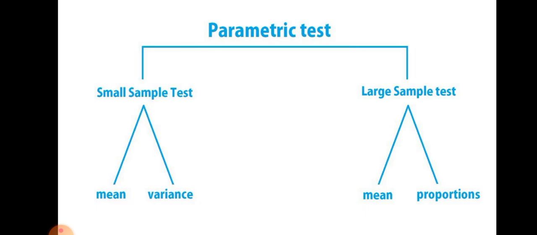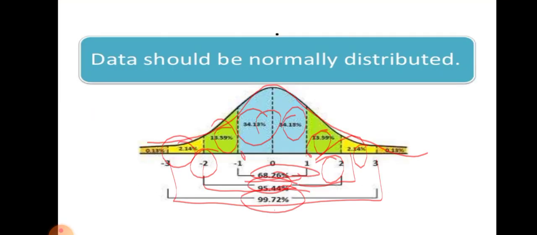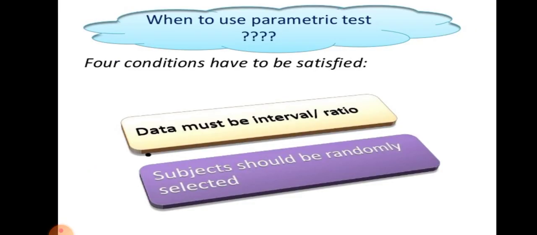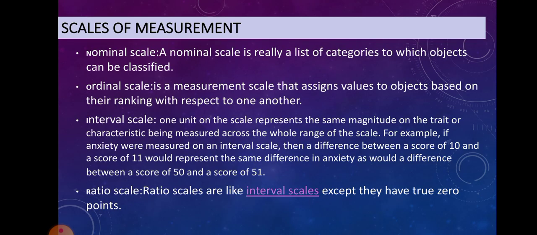In this video lecture we have gone through what a parametric test is: if the population is known, then it's a parametric test. When to use a parametric test: four conditions are available. If the data is nominal, interval, or ratio scale, then we can use it. The subjects should be randomly selected. We also went through the scales: nominal, ordinal, interval, and ratio scale. Ratio scale and interval scale are similar; ratio scales are like interval scales, except they have a true zero point.